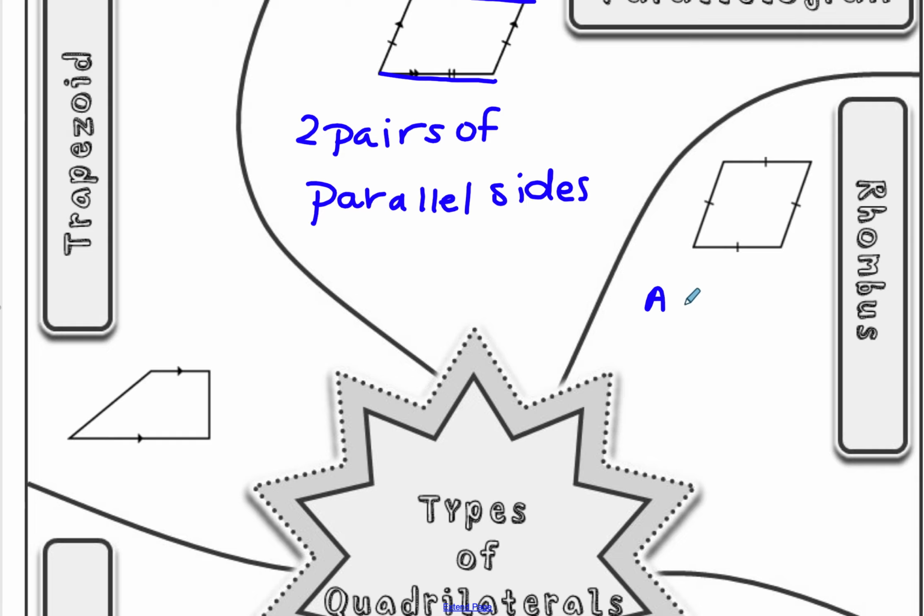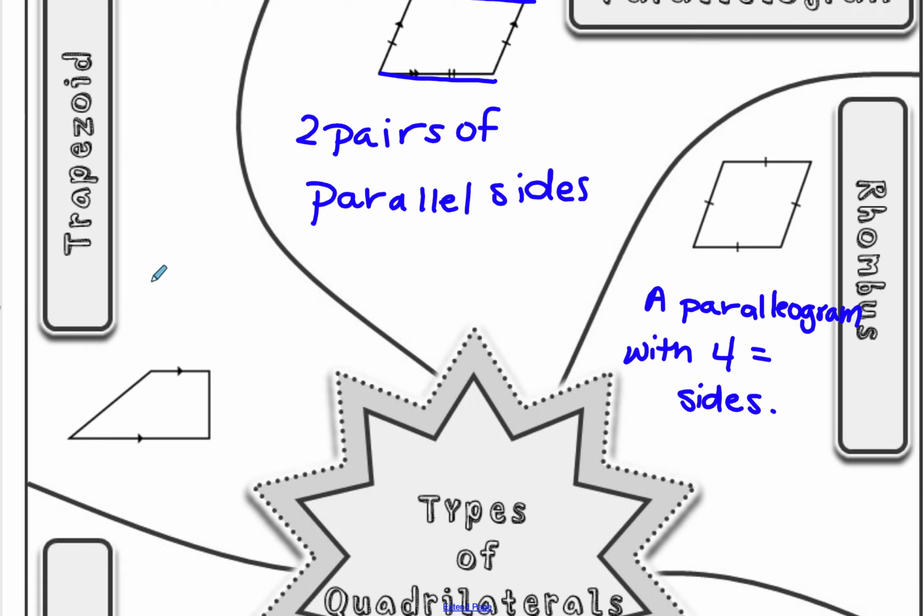So I'm going to write a parallelogram with four equal sides. If all the sides are equal, it will be a rhombus, which means it has to be a parallelogram. The only way to have all four sides equal is going to put those sides in a way where the left and right will be parallel and the top and the bottom will be parallel.